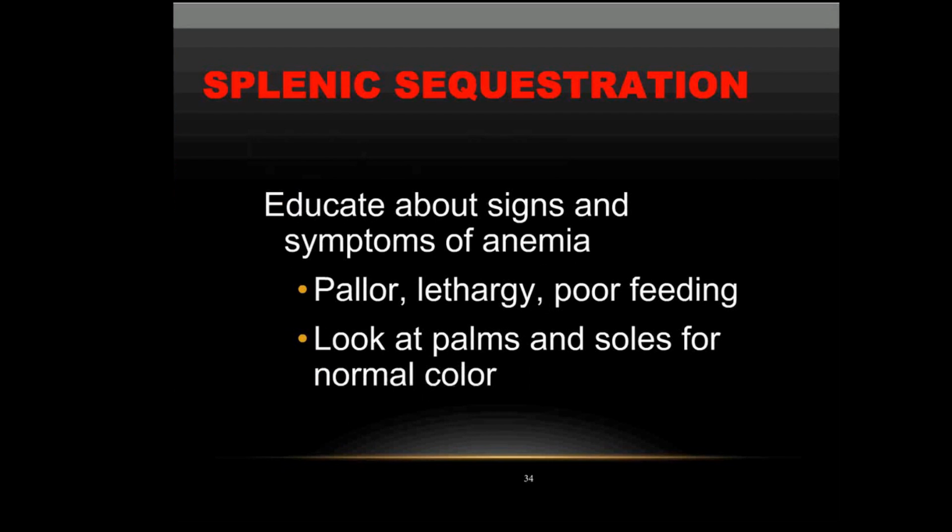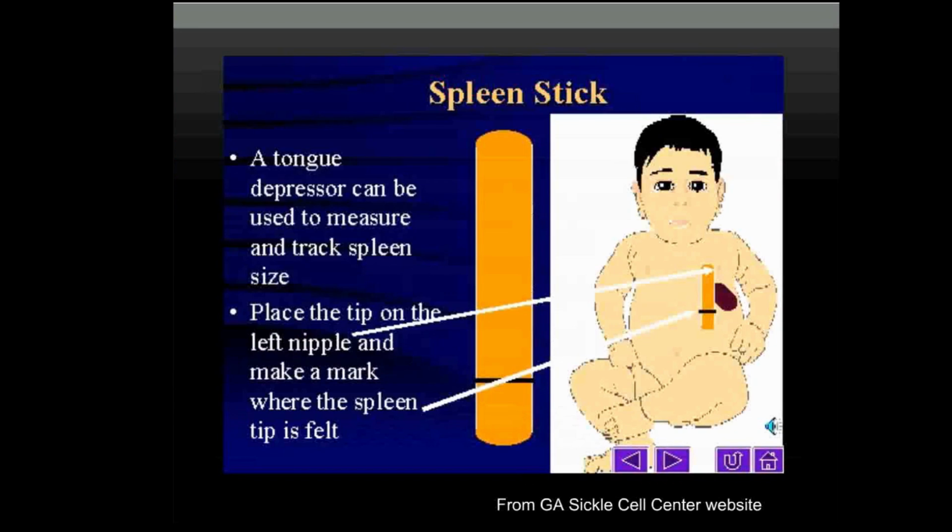If the spleen is not palpable, that's good to know. And if it is, you give them a spleen stick and let them measure that. And some of the things with splenic sequestration is the pallor. They get lethargic, they have poor feeding, and their palms and soles are not going to have normal color. So those are some of the signs.